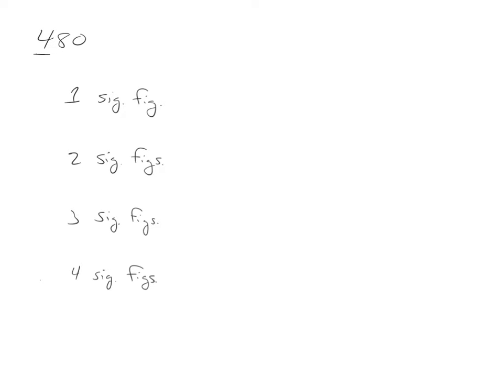So to have one significant figure, I'm literally rounding to the 4th place. So the deciding number, the number that determines how to round, is the 8 and everything after it. The 8 rounds that up, and so what we're left with is 500.